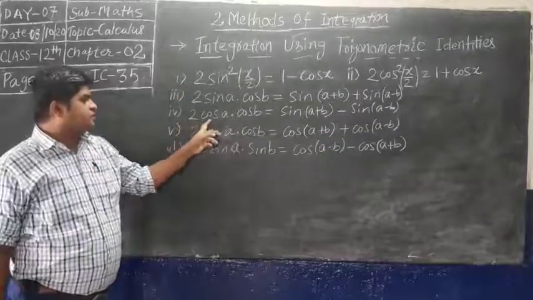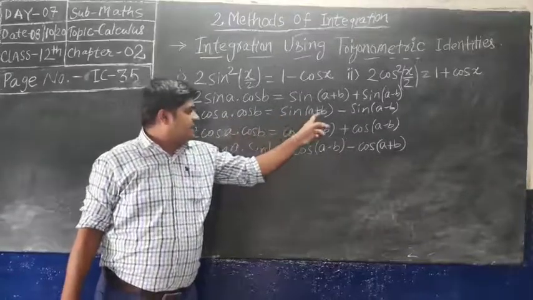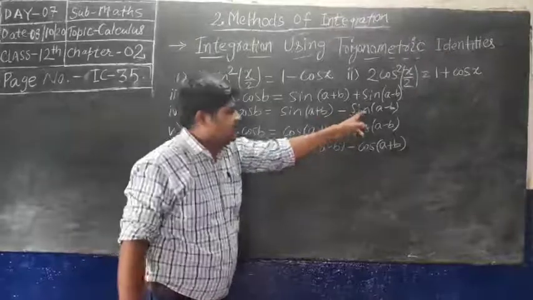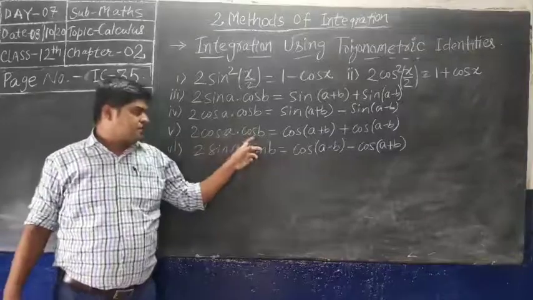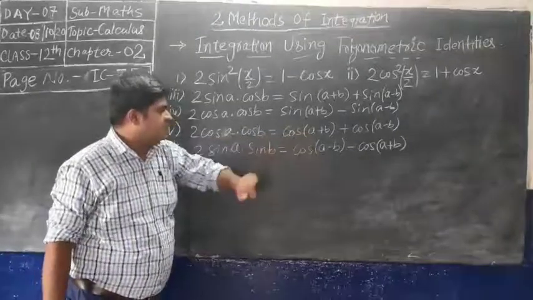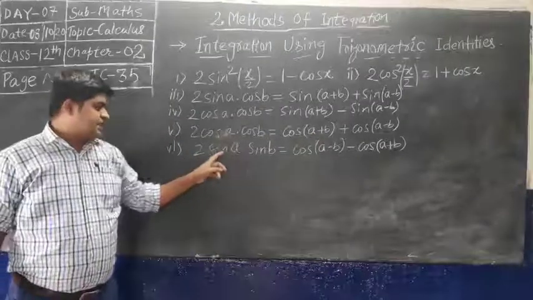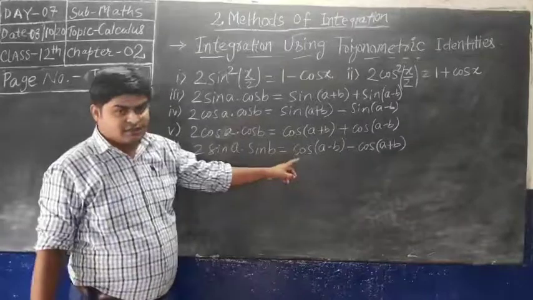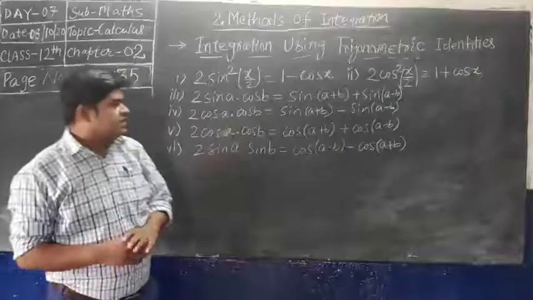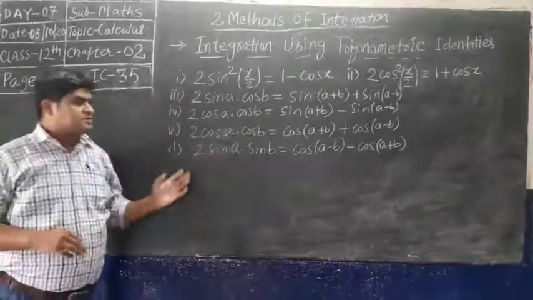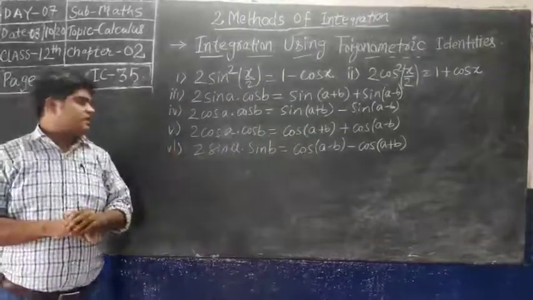Formula number 4: 2 cos a sin b is equal to sin(a plus b) minus sin(a minus b). Formula number 5: 2 cos a cos b is equal to cos(a plus b) plus cos(a minus b). Last formula: 2 sin a sin b is equal to cos(a minus b) minus cos(a plus b). That means, students, when you solve problems of this exercise, you will remember these formulas. Total 6 formulas.